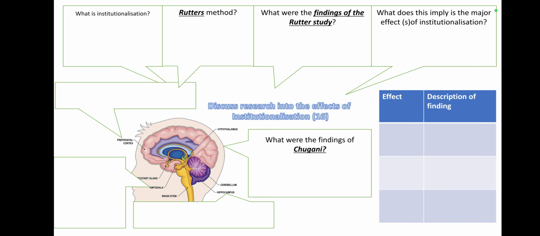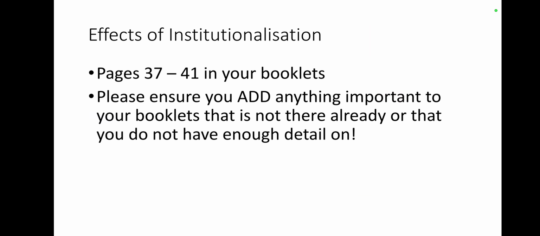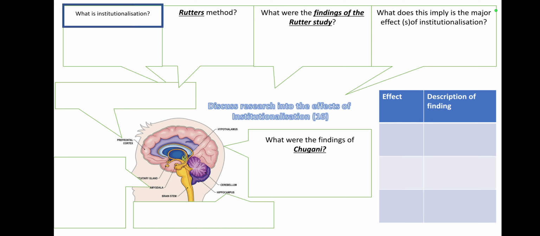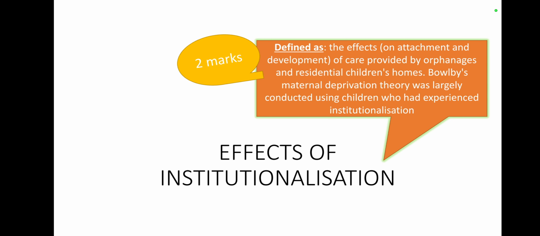So whilst we're on that, if you see in the top left-hand corner, even though the question says discuss research, you would actually get credit for defining institutionalisation. Nothing to do with the study, but you are still getting credit for that theoretical knowledge. So what is institutionalisation? If we go ahead and pop that into the top left hand corner, you can see on the screen it is the effects, usually on a child's development, of being placed into care provided by orphanages and residential care homes. The second bit is non-essential, but it's just telling you a bit of background as to where Bowlby's children typically came from. So go ahead and pop that into the top left hand corner.